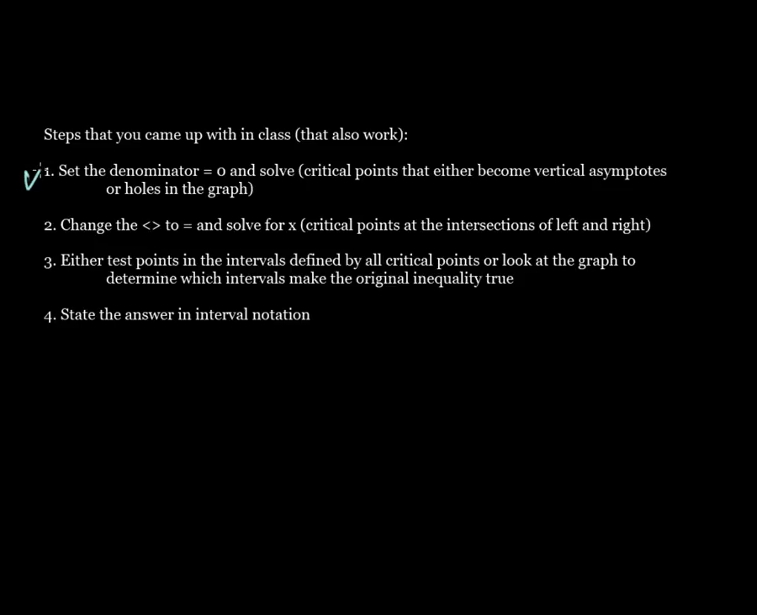Set the denominator equal to 0 and solve, looking for holes or critical points. Change the inequality to an equality and solve, finding those other critical points that are the same as the intersections of left and right, whatever's on the left of the inequality and whatever's on the right of the inequality. And then either you test the points or you look at the graph to determine which one makes the original inequality true, and state your answer in interval notation.